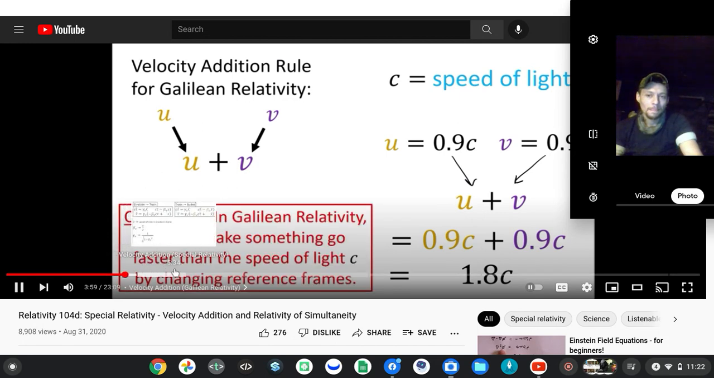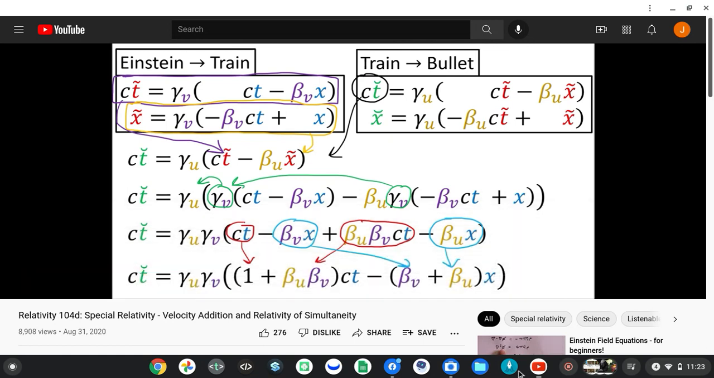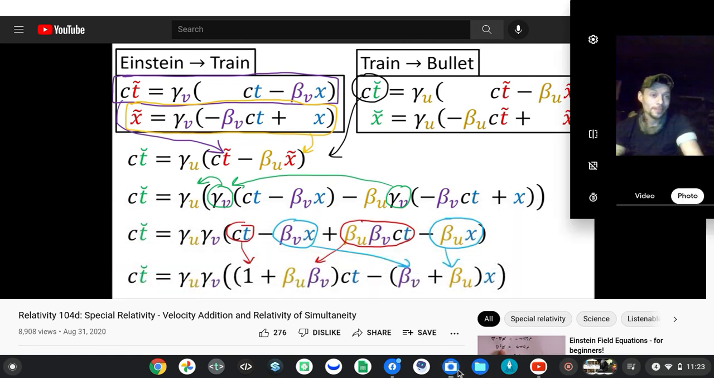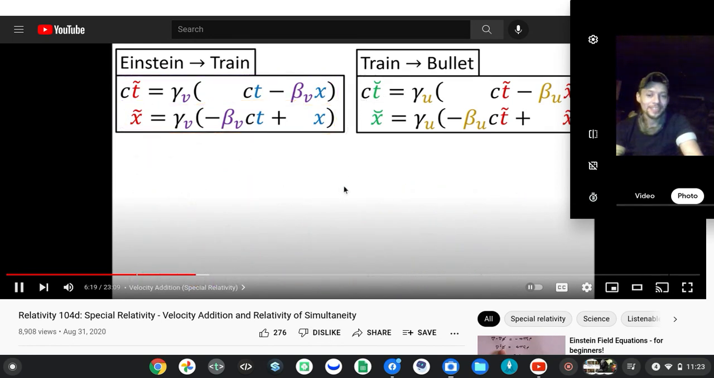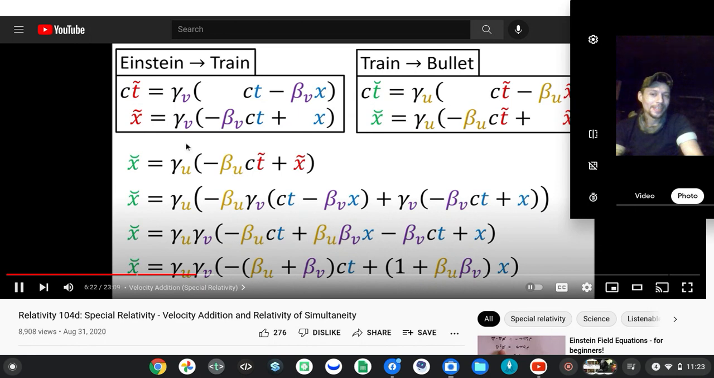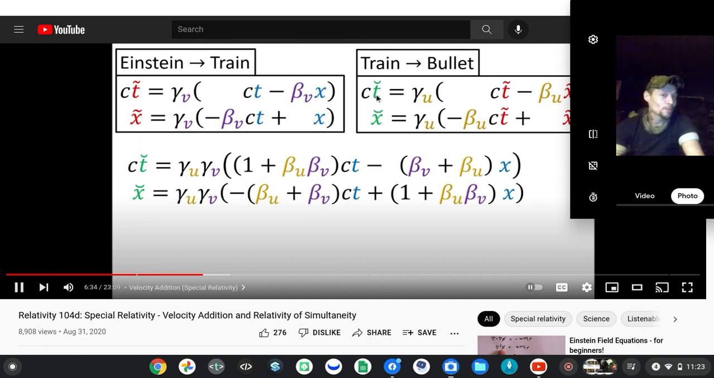This means that in Galilean relativity, we get an equation converting from x and ct to x tilde and ct tilde. We can do the same thing for the x tilde equation, which gives us an equation for converting from ct and x into x tilde. So these are the whole equations for converting Einstein's coordinates ct and x into the bullet's coordinates ct tilde and x tilde.